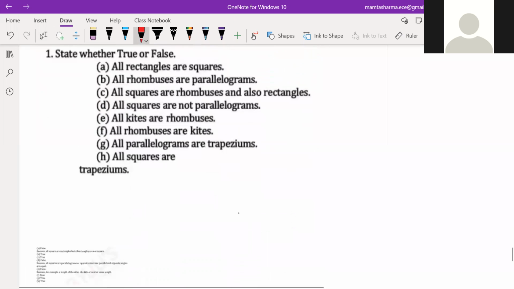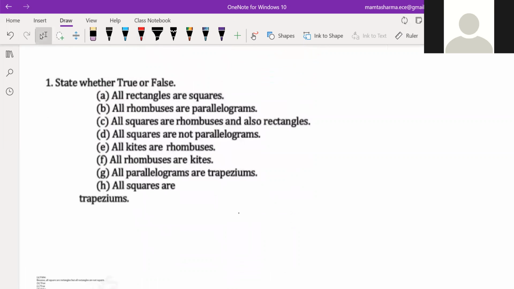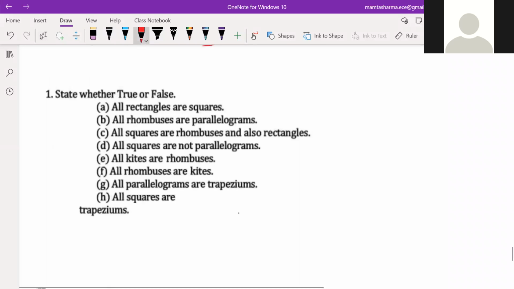Now we'll do questions. This is a type of quiz only. Tell me, are all rectangles squares? Who wants to tell? No, ma'am. Is this true or false? False. All rectangles are not squares, but all squares are rectangles.